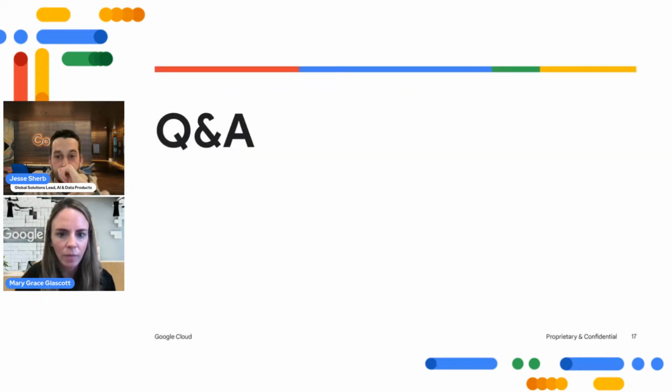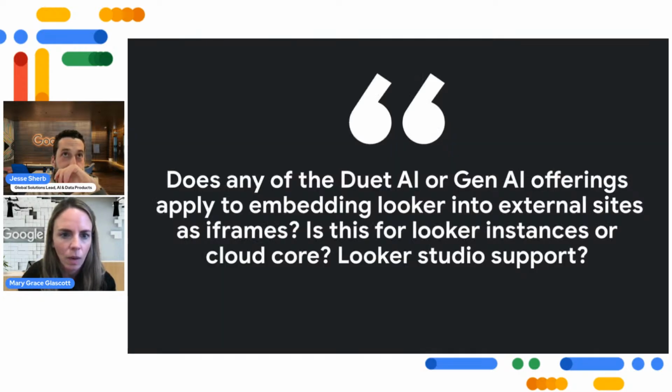All right, we have some questions up ahead that were pre-submitted, so let's go to those first, and then we'll cover the questions that are starting to stream in now. All right, so Jesse, do any of the Duet AI, so now we know that Duet AI is now called Gemini, or Gen AI offerings apply to embedding Looker into external sites as iframes? Is this for Looker instances or Cloud Core? So I think that refers to Looker Original or Looker Google Cloud Core, and any Looker Studio support. Can you answer as much as you can on that one?